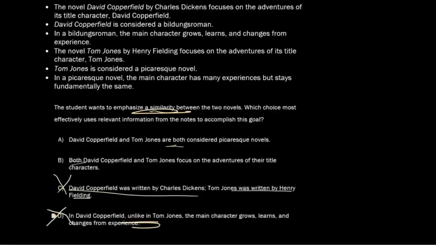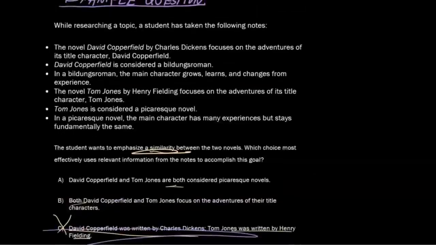I don't have to read the passage. I don't need to know who Charles Dickens is. I don't need to know who Tom Jones is, Henry Fielding, whatever. I can already tell you that these 2 choices are wrong because there's no similarity here. Completely wrong. So now I just need to figure out which one of these is correct. So let's take a look at picaresque novels or whatever. I don't even know how to pronounce it. Doesn't matter. Okay. This one says David Copperfield is a Bildungsroman. Well, only Tom Jones seems to be a picaresque novel, so A is wrong. We know it must be B.